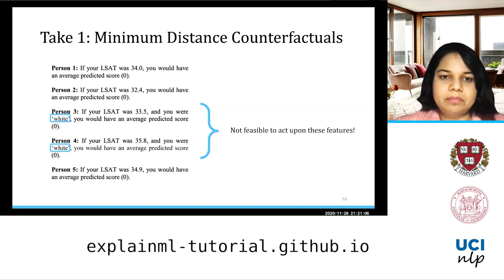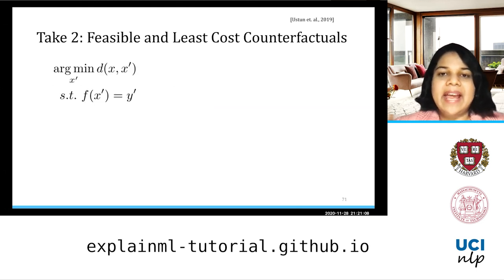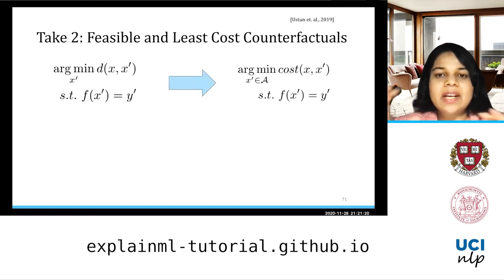In fact, Ustun et al. deal exactly with this problem. They rethink the objective function that we saw earlier a bit more, and instead of thinking about minimizing the distance between x and x prime, they take a different approach. They introduce two new pieces in the objective function. One is, instead of the distance between x and x prime, they consider the cost that one needs to incur to change from x to x prime, and they try to minimize that particular cost.